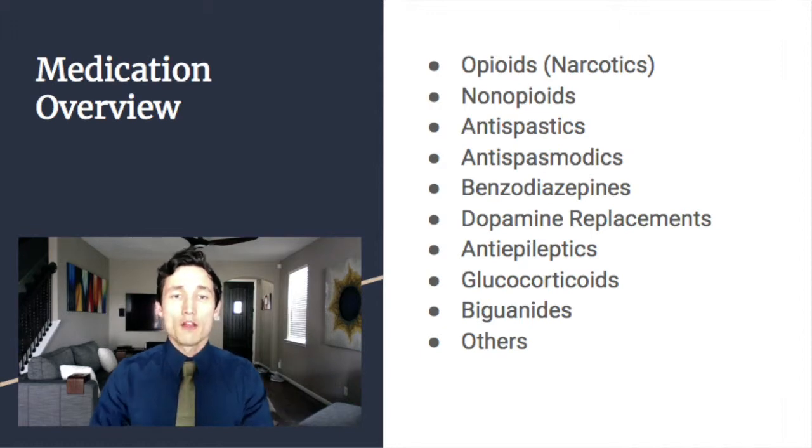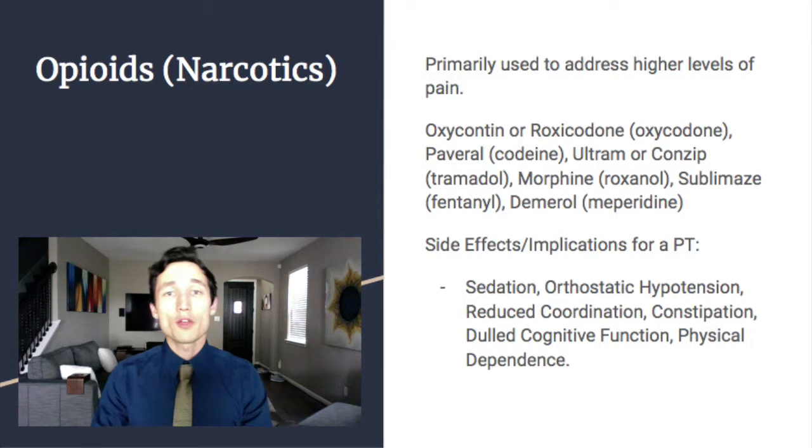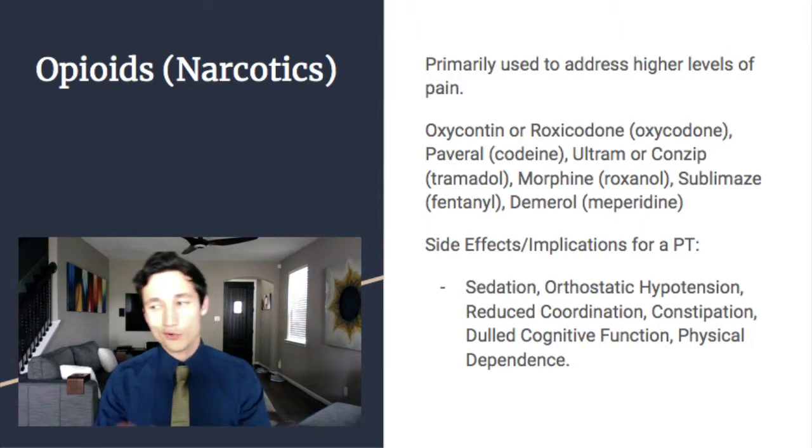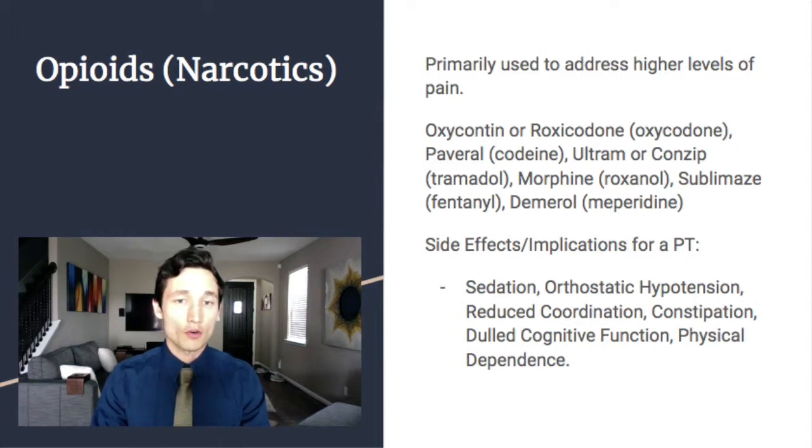But to start, for opioids and narcotics, these are primarily used to address higher levels of pain, and you'll commonly see OxyContin or Roxicodone, aka oxycodone. There's also Percocet or codeines, Ultram or ConZip like tramadol, morphine, aka Roxanol. There's Sublimaze or fentanyl, Demerol or meperidine.